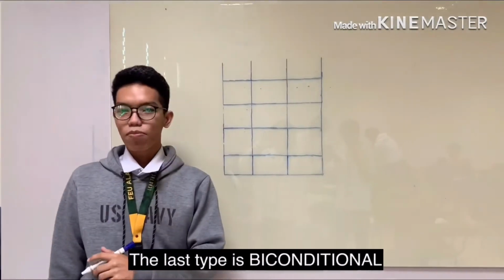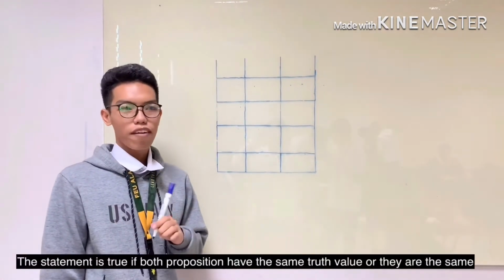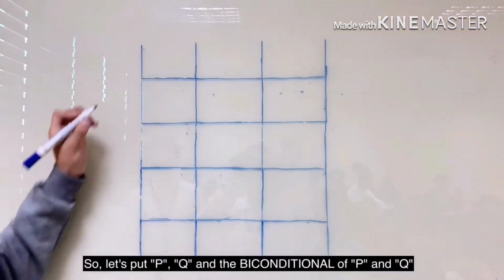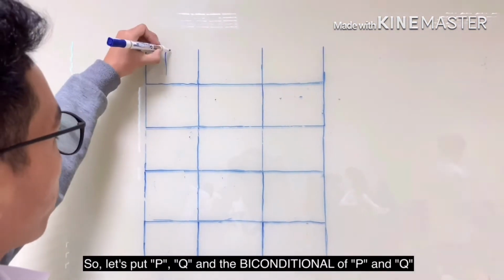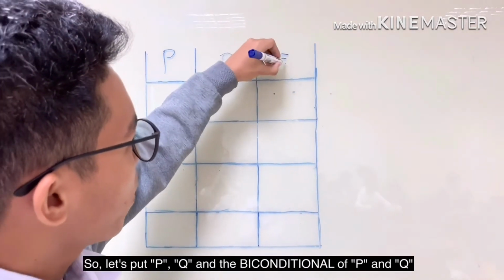And the last type is biconditional. The statement is true if both propositions have the same truth values, or they are the same. So let's put P and Q in the biconditional of P and Q.